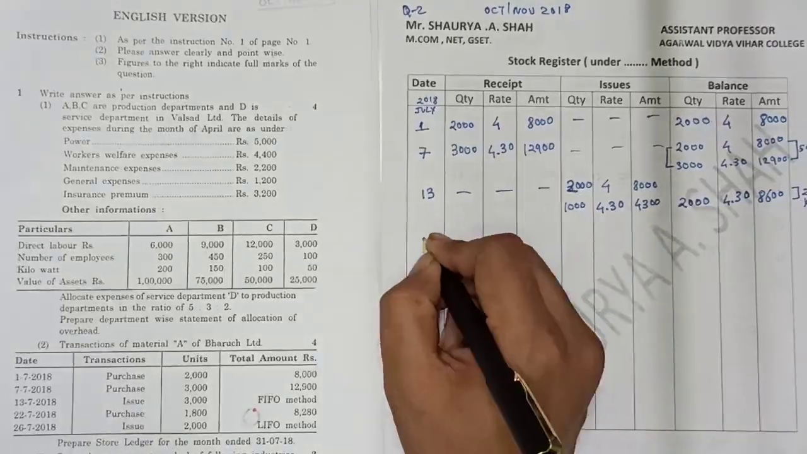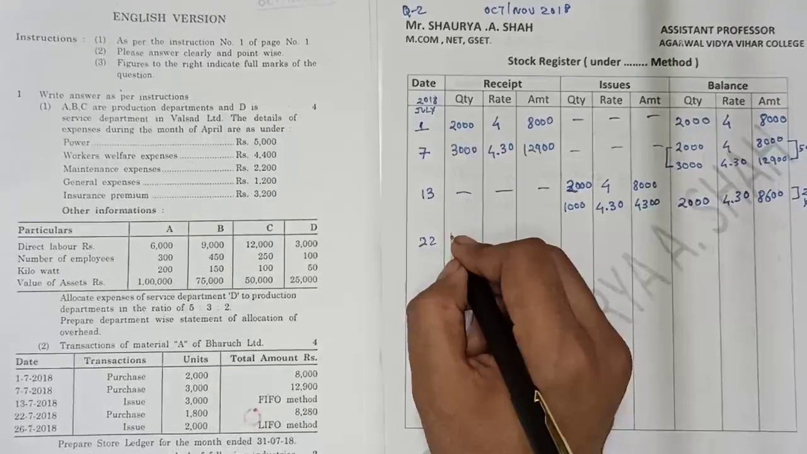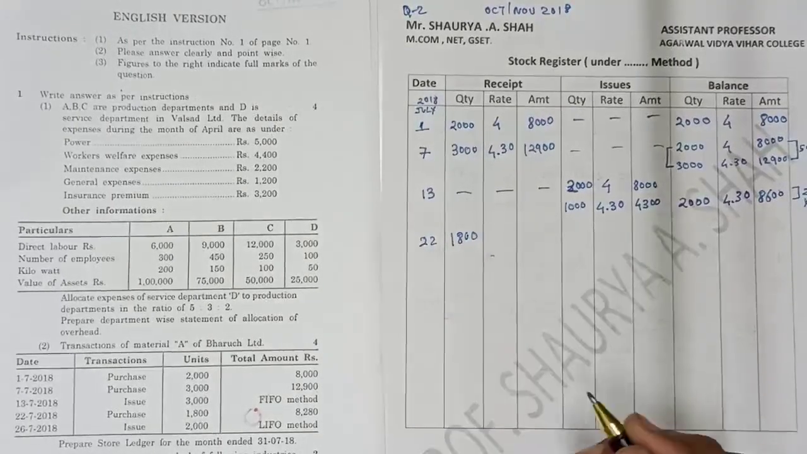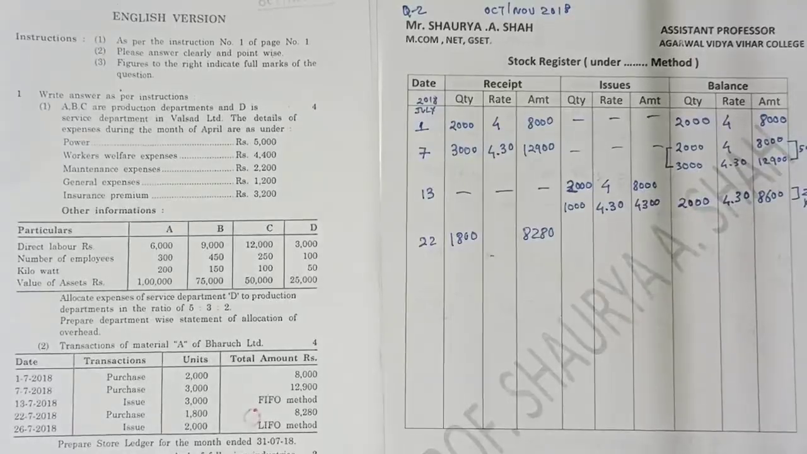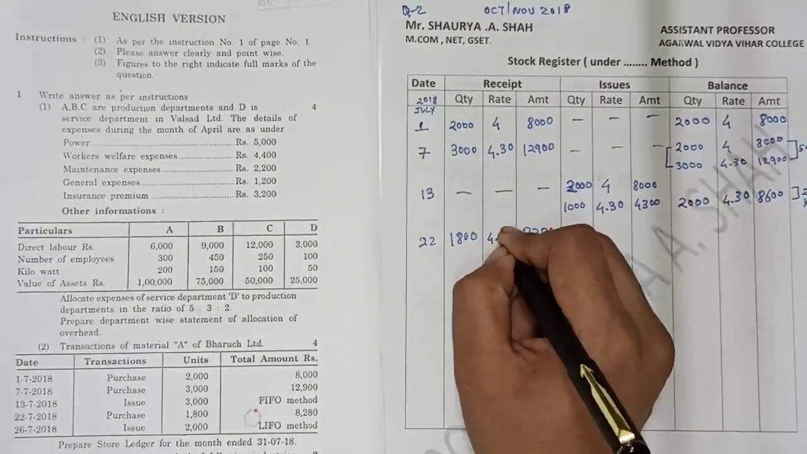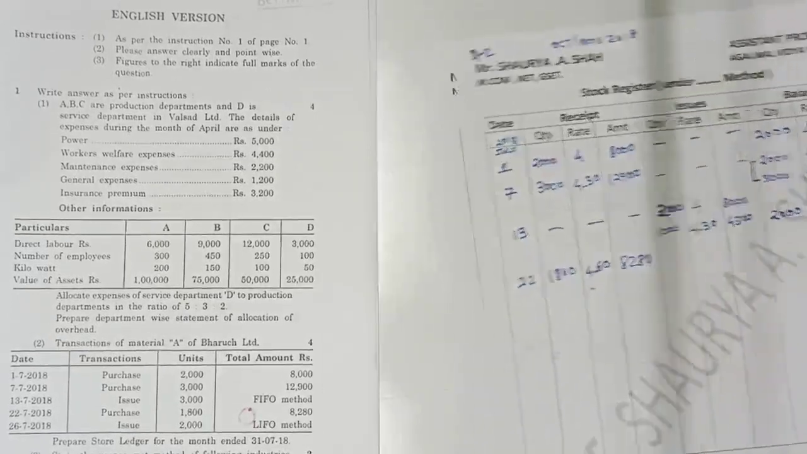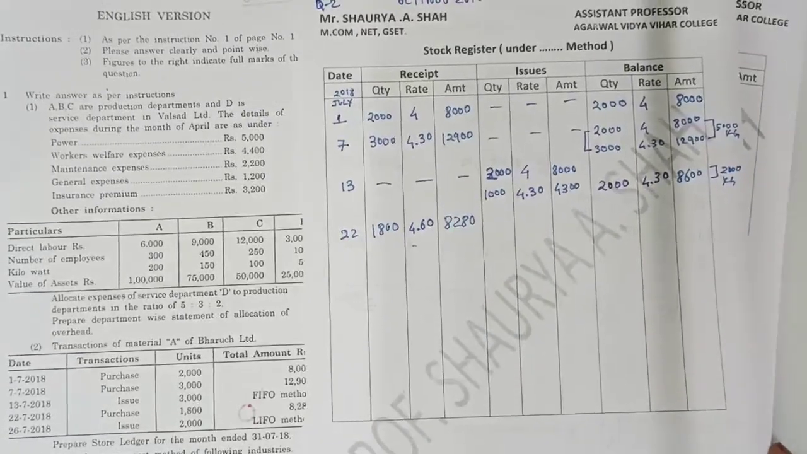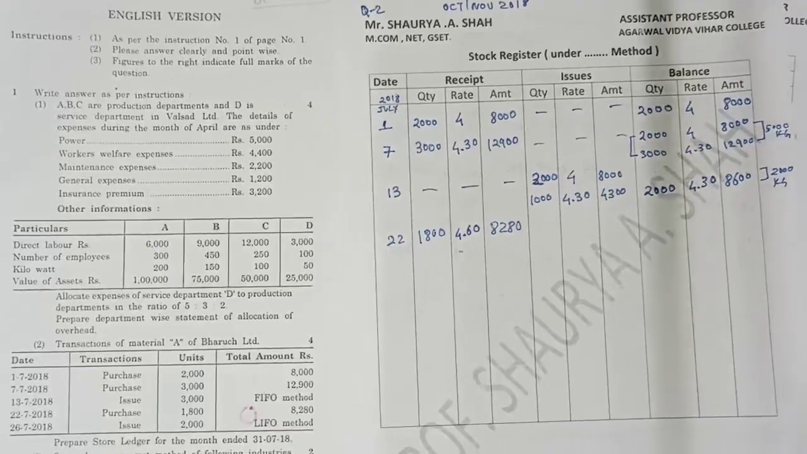So write down on 22nd of July, purchases is 1800, right? Amount is given 8280. So calculate 8280 divided by 1800, which is 4.6. So 4.60. Don't get afraid if it is in points. Don't make any mistake of rounding off in this sum, because it is up to 2 decimal only, and it is for 4 marks, right, students?